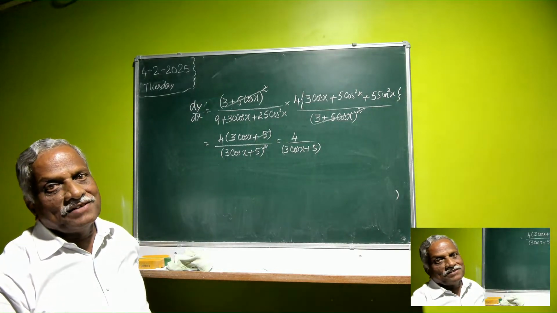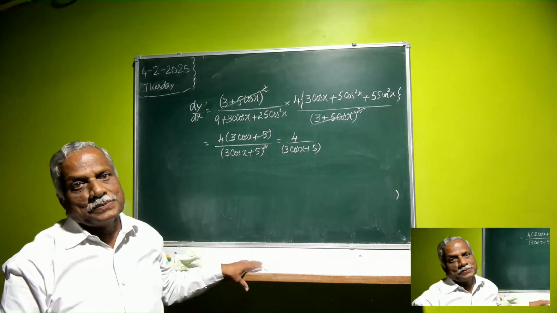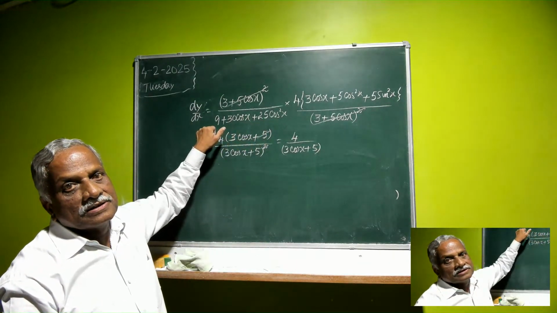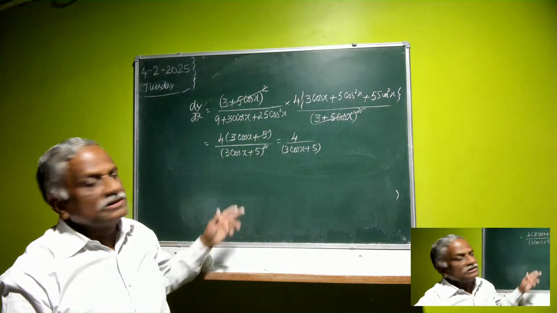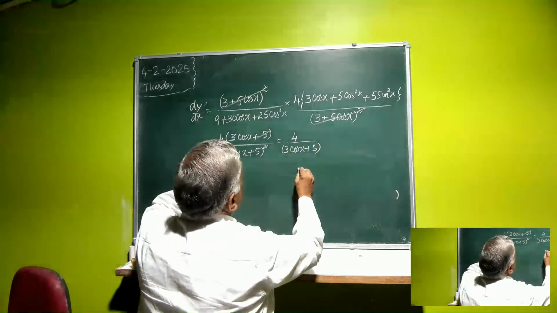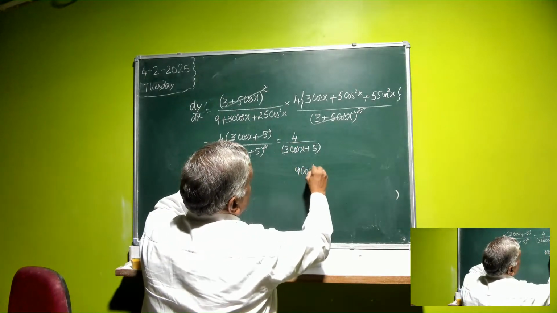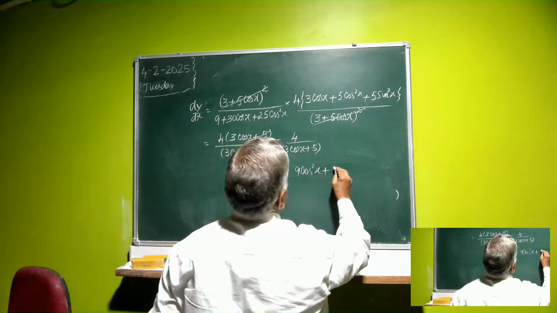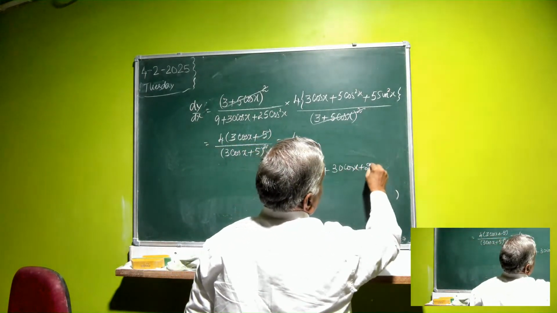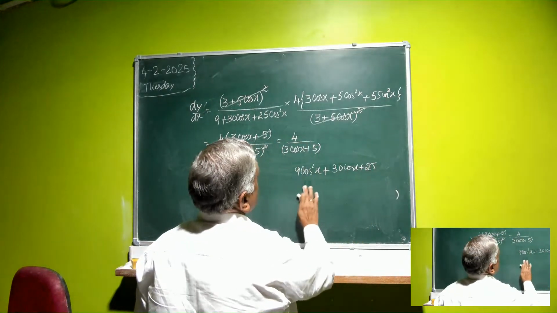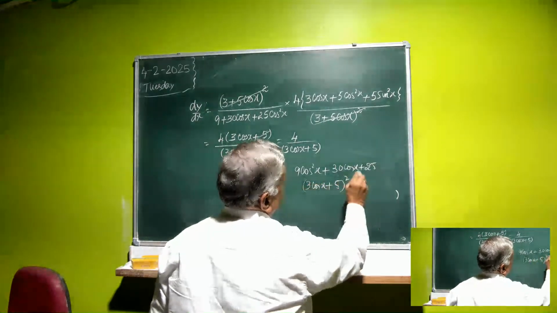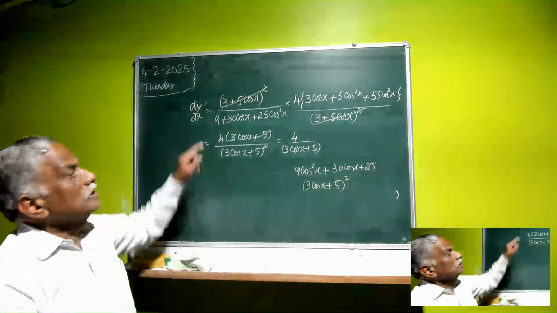So 25 is written as 16 and 9. And you can add the 16, then you will get 9 cos square x. So when you simplify this, you should get 9 cos square x plus 30 cos x plus 25. That is 3 cos x plus 5 whole square. That you have got your test. Okay.